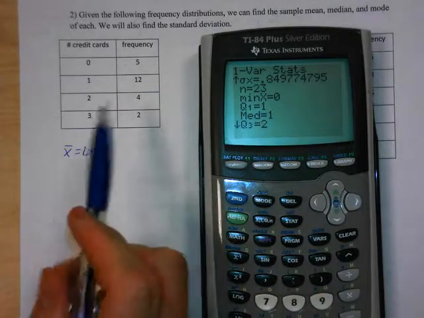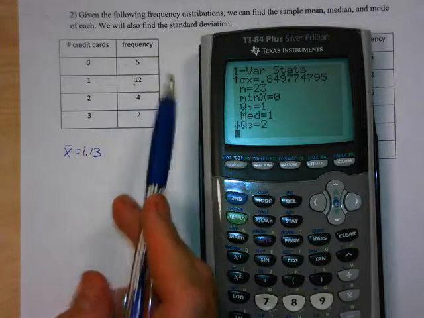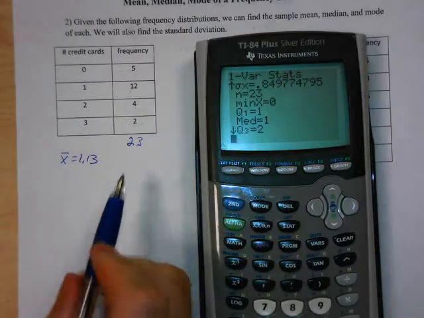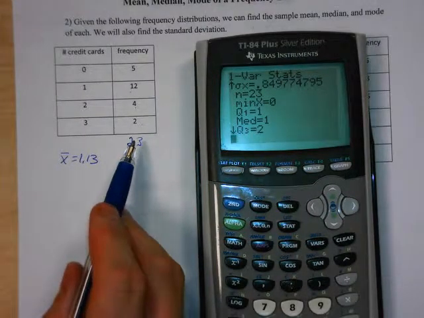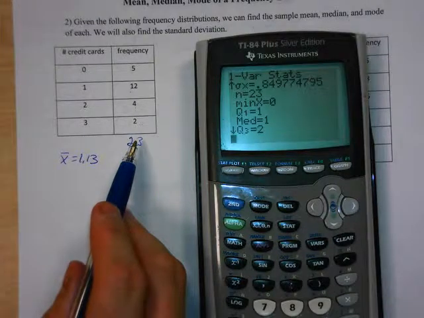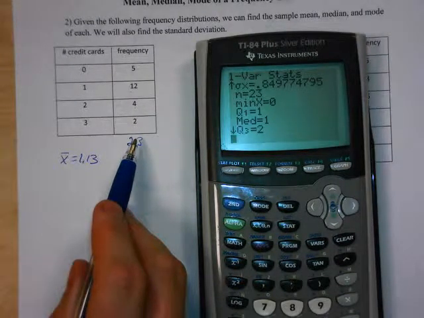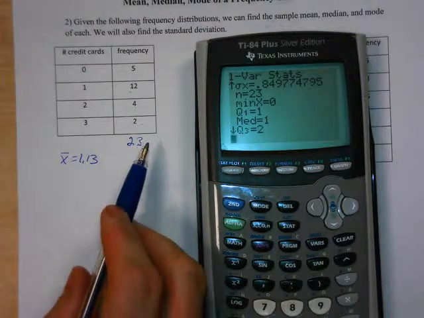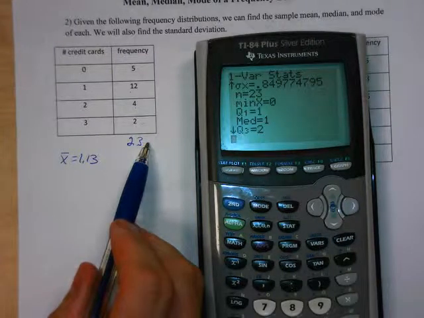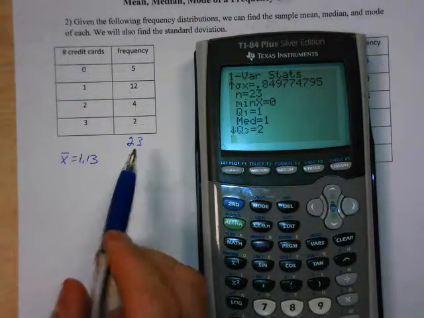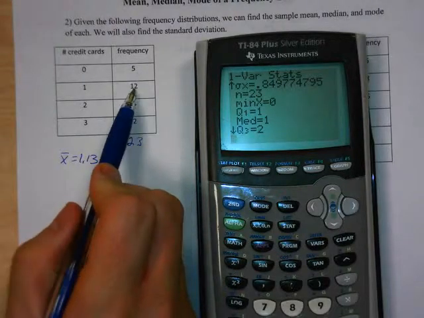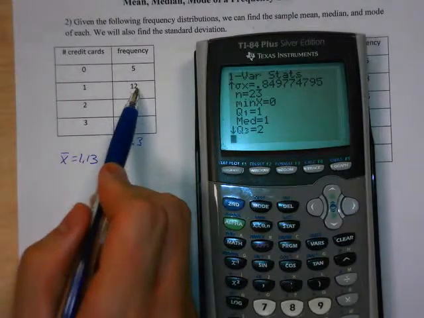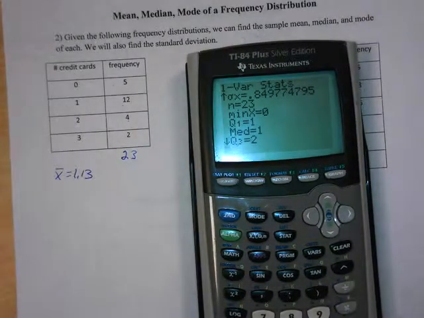Okay, and we can figure that out by there's 5 and 12 is 17, and 4 is 21, and 2, there's 23 total data values. So halfway into that data set is going to be the 12th number in. Okay, so we do n plus 1 over 2. 23 plus 1 is 24, divided by 2 is 12. So here's 5 data values in, 12 more would be 17, so you went past 12, so that's where the median is. Okay, so the median is 1 credit card.